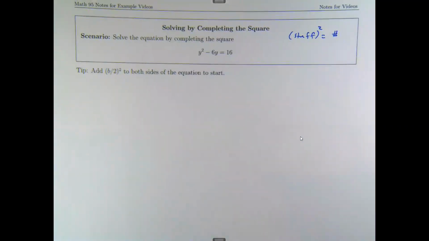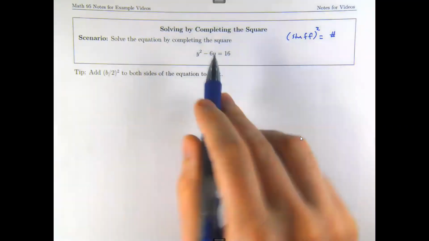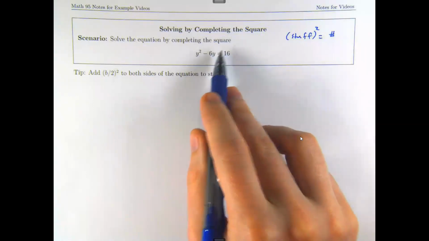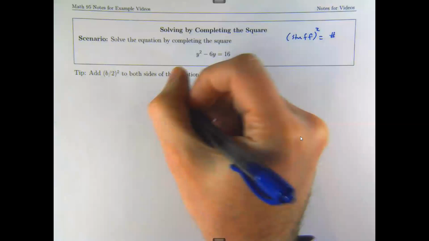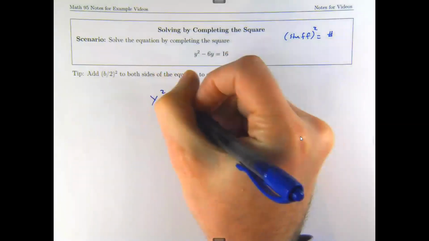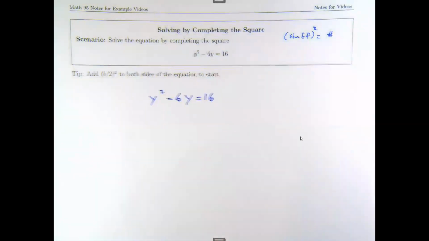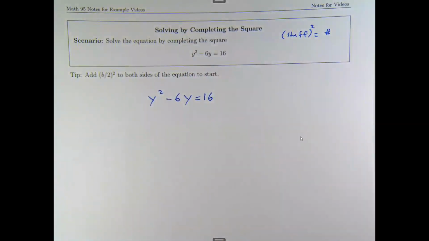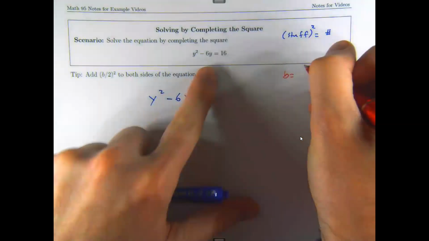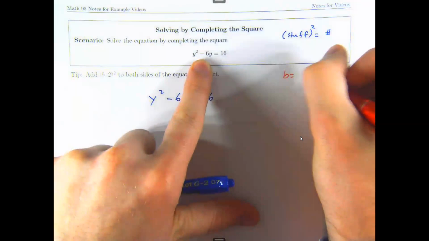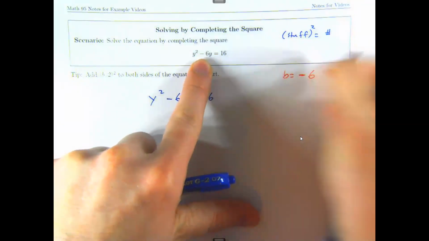In order to get to that point, I usually have to do this messy step of adding half of this b term squared to both sides. Let me show you what I mean by that. I've got y squared minus 6y equals 16. My b term is the thing next to just the letter on its own. And pay careful attention to that sign. This is a negative 6.